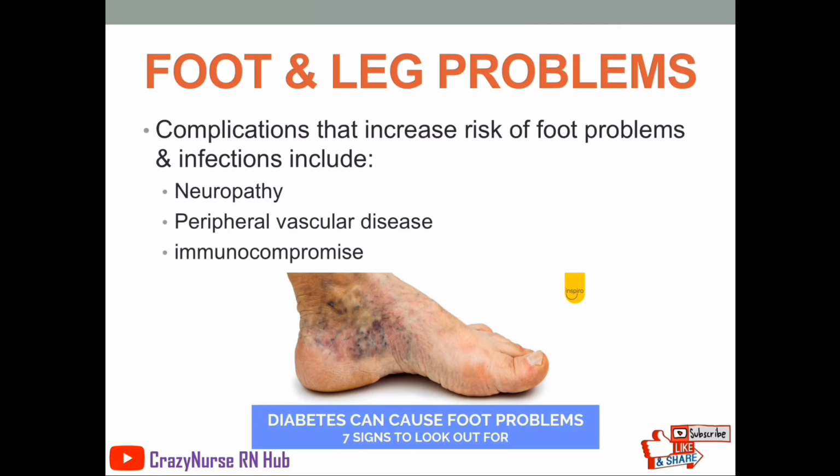Lastly, we have your immunocompromise. Hyperglycemia impairs the ability of specialized leukocytes to destroy bacteria. Therefore, in poorly controlled diabetes, there is a lowered resistance to certain infections.